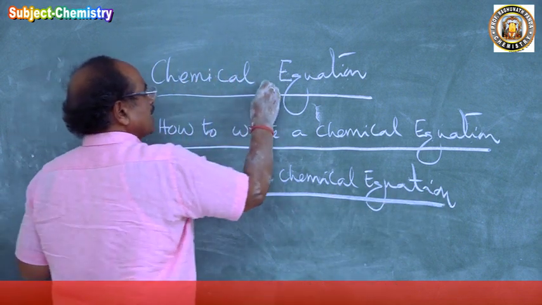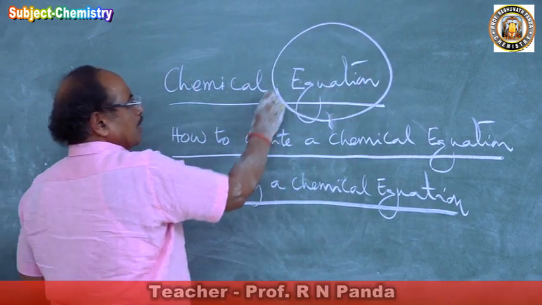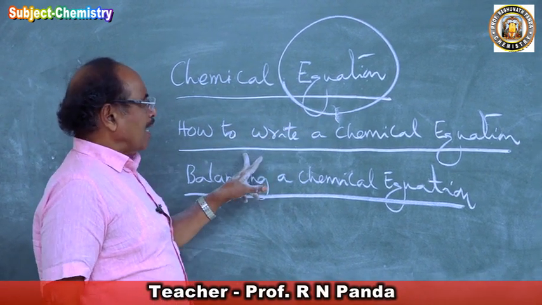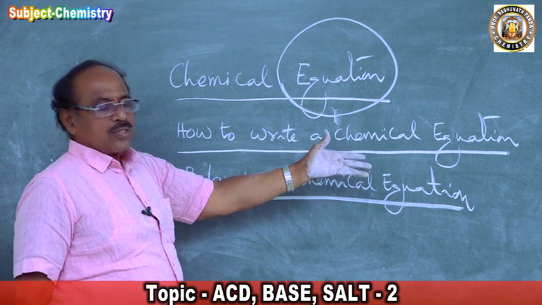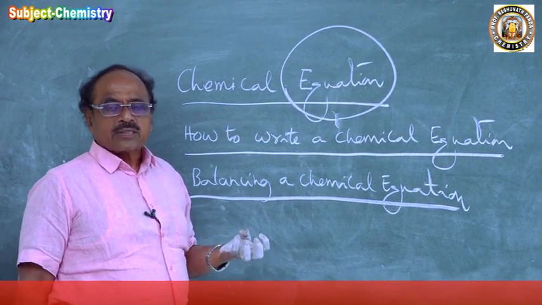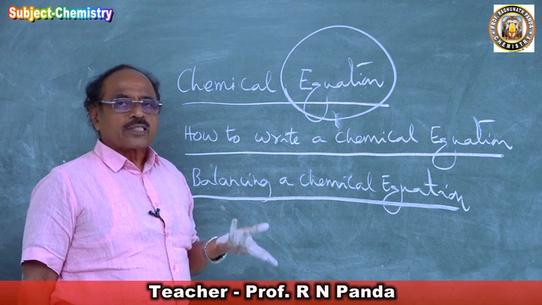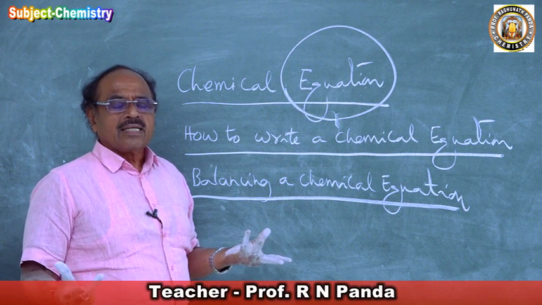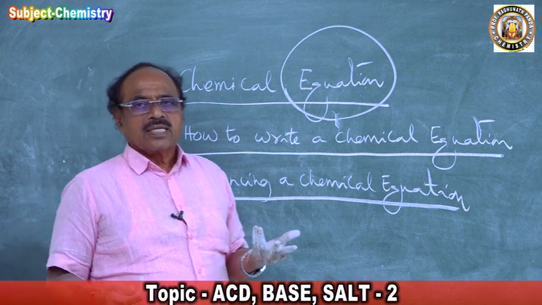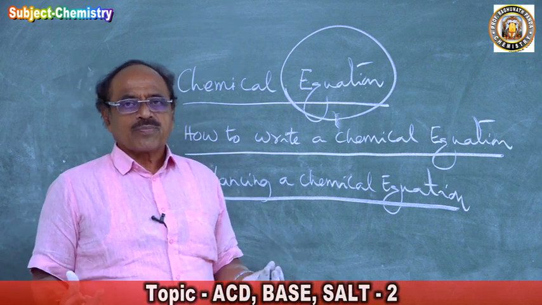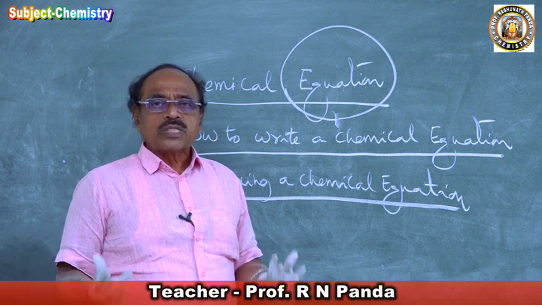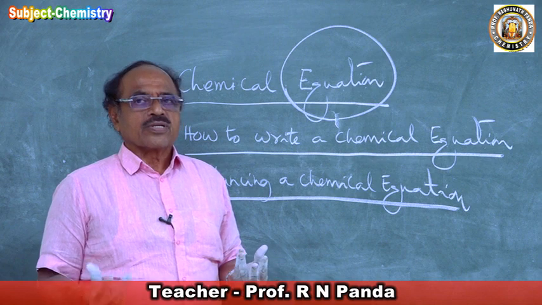So first you should know what is an equation and what is a chemical equation. Then we will come to how to write the chemical equation. So what is an equation? Equation is a term which explains the equality between two terms. It expresses equality between two terms. When it expresses the equality between two terms, it is called an equation.